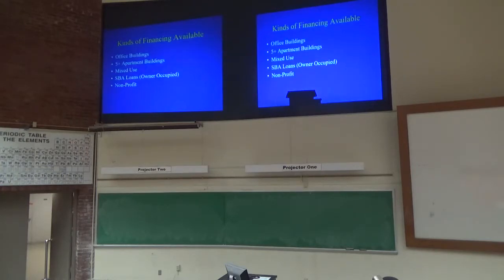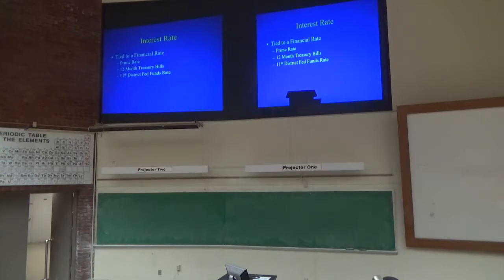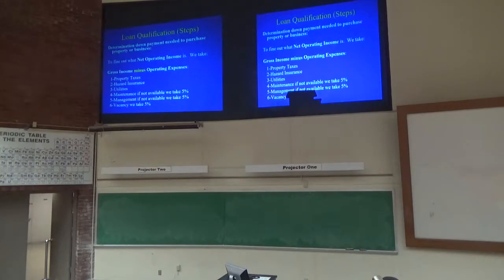And then we have mortgage financing. So there's financing available for all kinds of properties through different types of loan programs depending on what they are. There's different mortgage interest rates: prime rate, 12-month treasury, or the 11th district funds rate. When you qualify for a loan, they're going to look at the client's history, its credit, the business model, and the building as the collateral, and what the quality of that is.